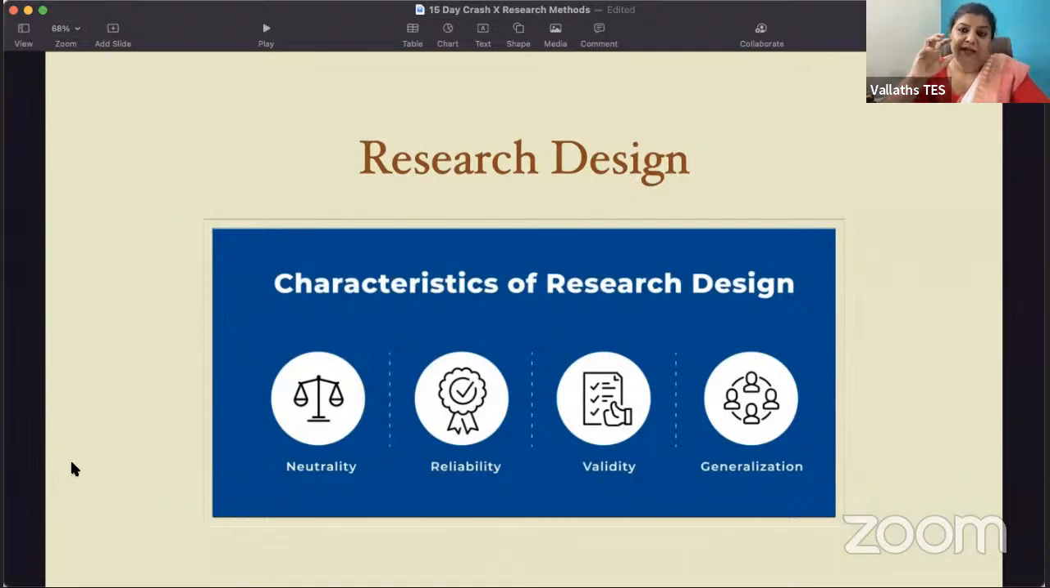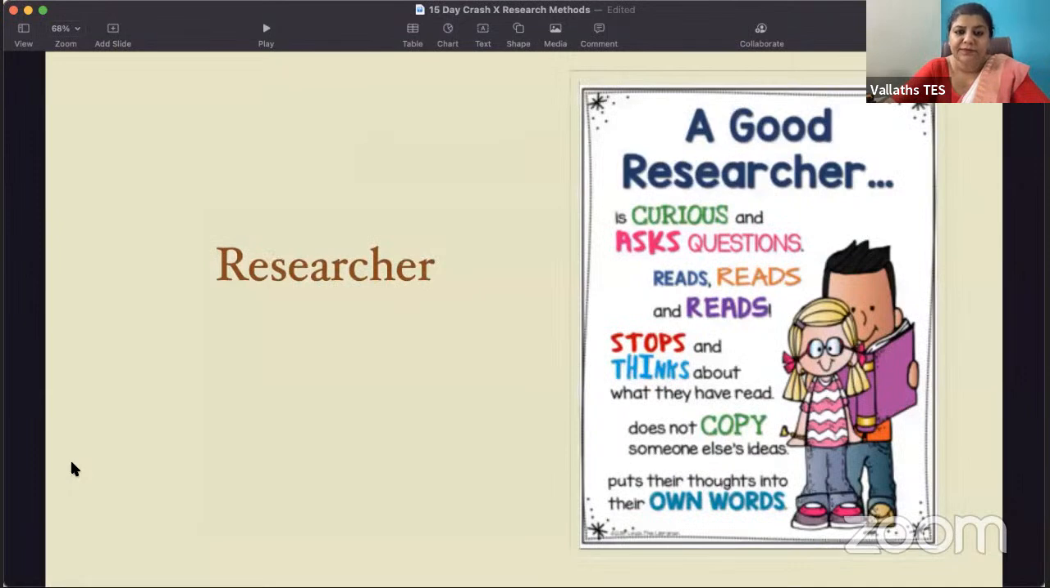What kind of reading, what kind of understanding you get from reading is enough to guess the correct answers in the exam. Now, a very easy aspect of research is the qualities of a good researcher.